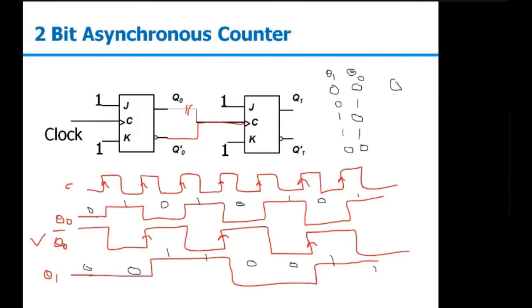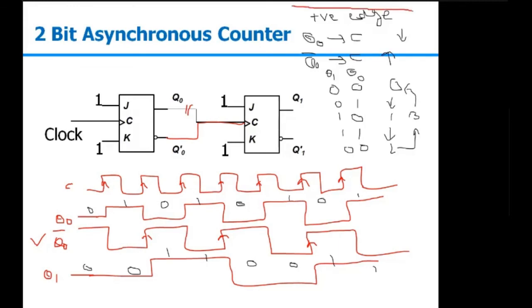So we are going from 0 to 1, 1 to 2, 2 to 3, and 3 to 0. So now we have an up counter. The point to remember: with positive edge triggered flip flops, if Q0 goes to clock, it will be my down counter. And if Q0 bar goes to clock, this will be my up counter. You can use either combination to design the circuit.